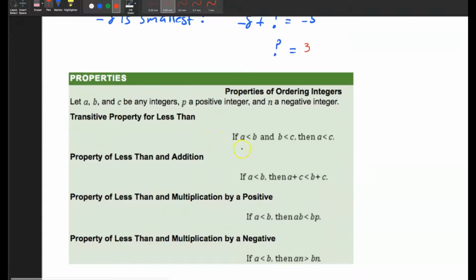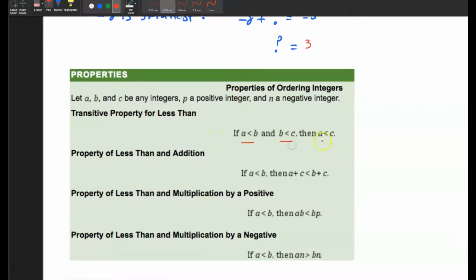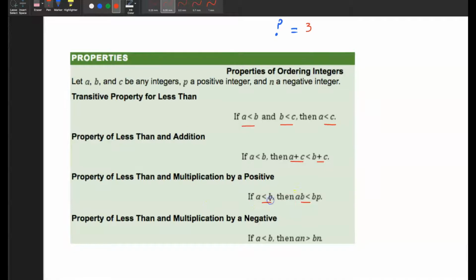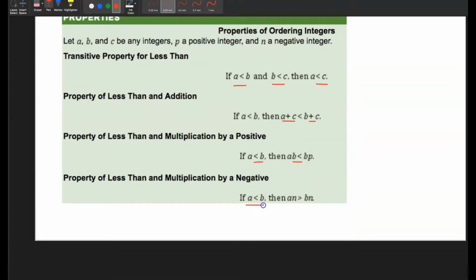And a lot of these again come back to algebraic reasoning later on. If A is less than B and B is less than C, then we know that A has to be less than C, just following the order like a number line approach. We can add the same number to both sides. The inequality stays the same, right? When you multiply both sides by a positive number, the inequality stays the same. And then lastly, if you multiply both sides of an inequality by a negative number, we have to flip those.